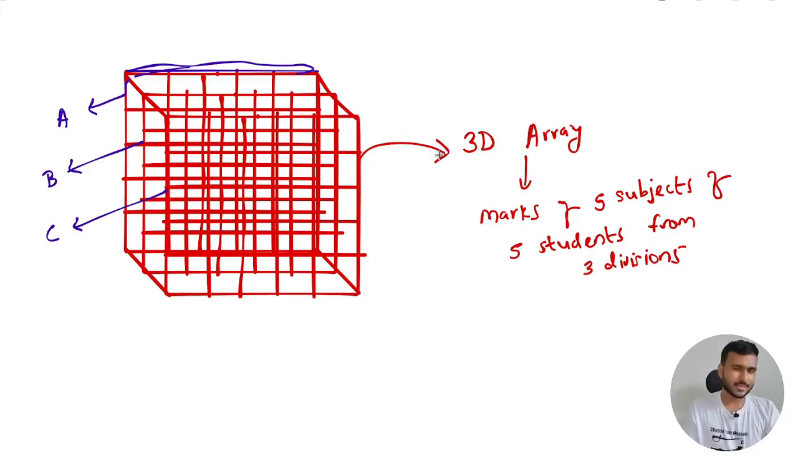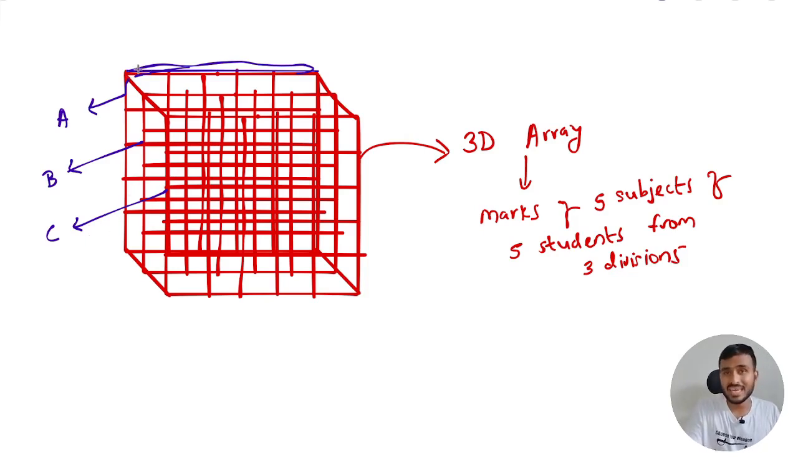Let's assume that there are 3 divisions, A, B and C. If you want to store marks of 5 students in these 3 divisions, and let's assume that in every division we have 5 students, then this is how you can store it with the help of a 3-dimensional array. Each layer of this 3-dimensional array is going to represent one division. Let's say the last layer represents A division, the middle layer represents B division, and the front layer represents C division.